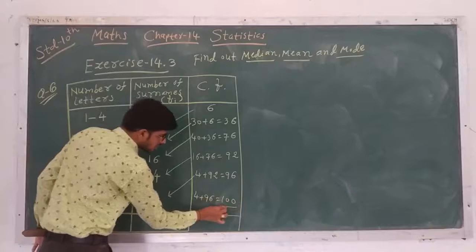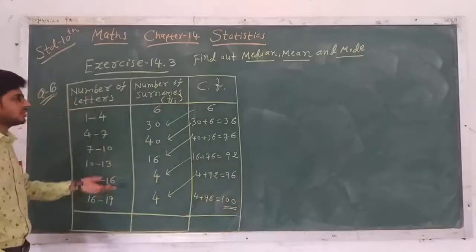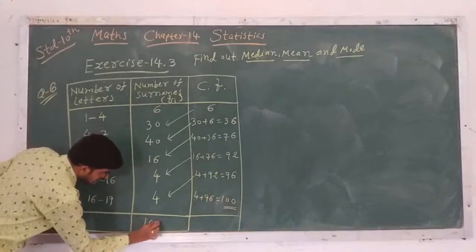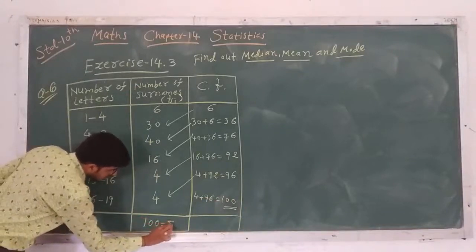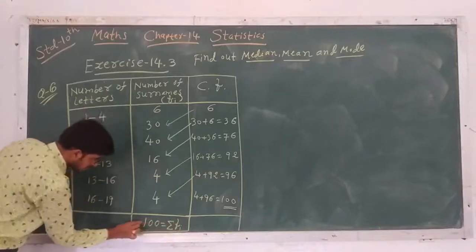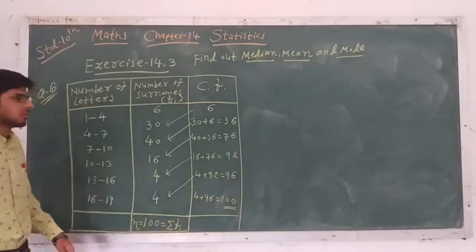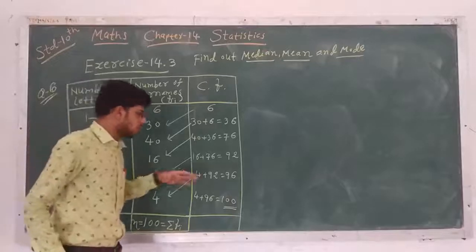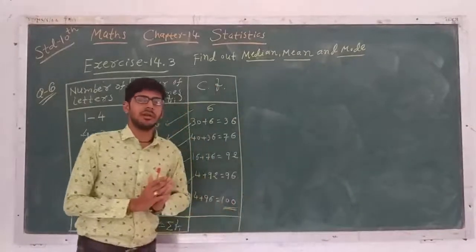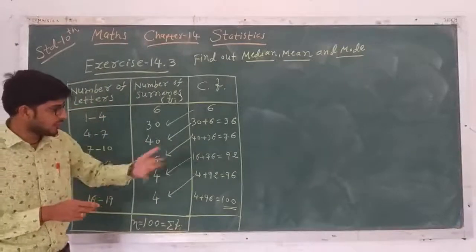So it gives the total number of observations, meaning total number of Fi. So here we can write 100 is equal to sigma Fi, or n is equal to 100, the total number of observations. Now for finding the median, we have to find out first the median class.